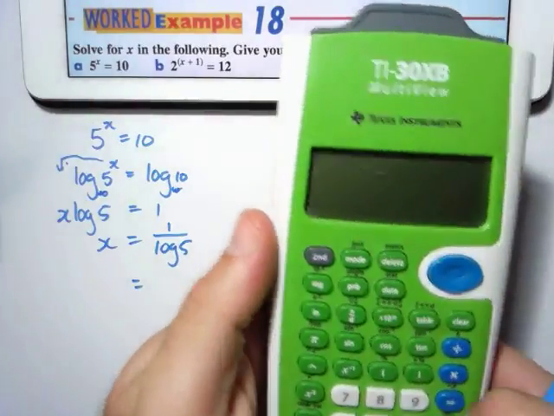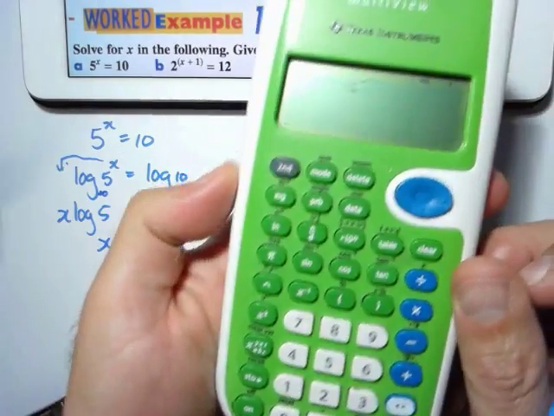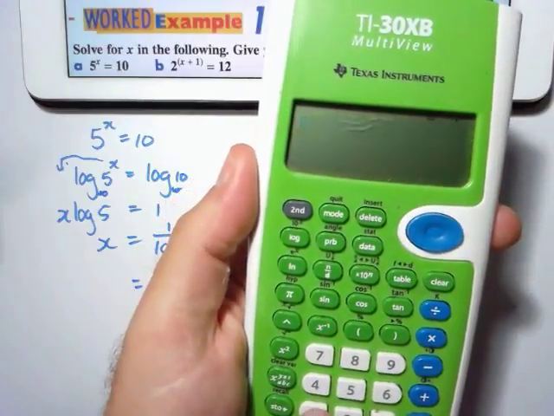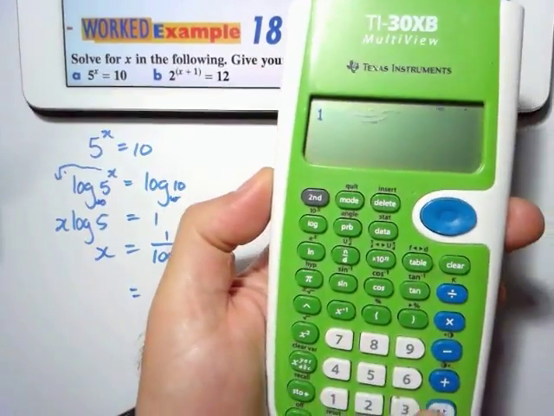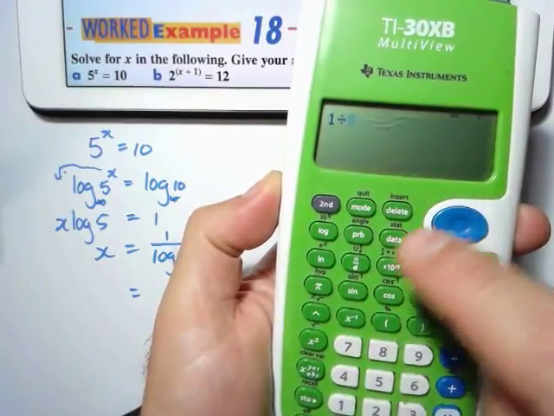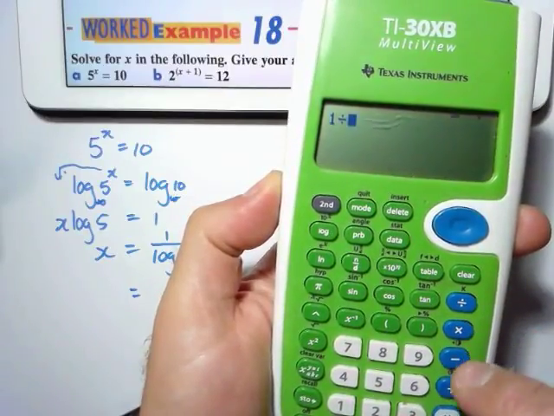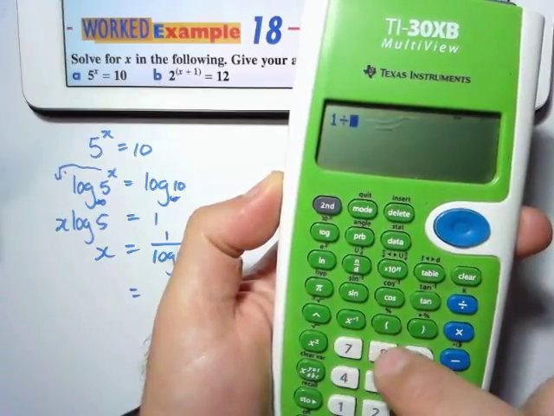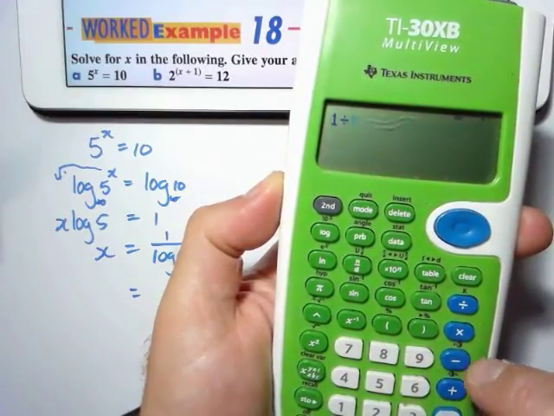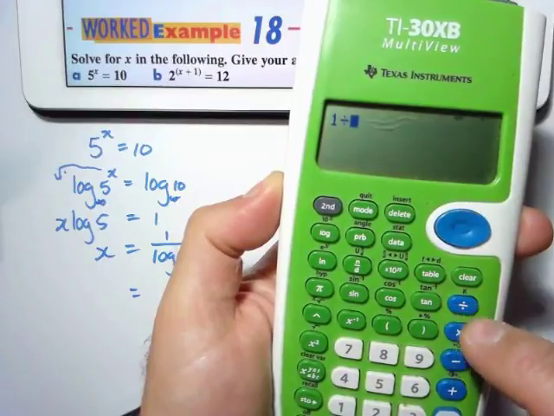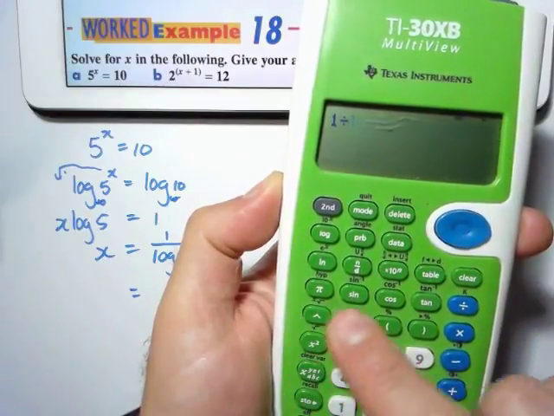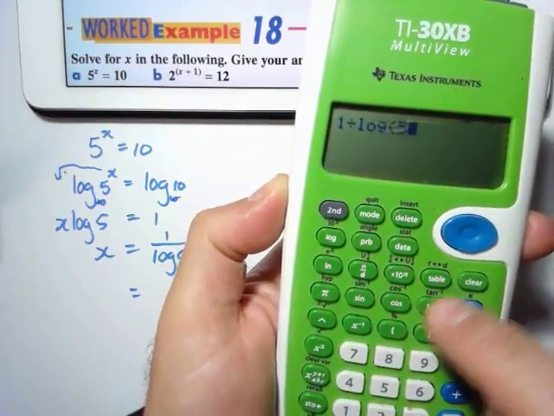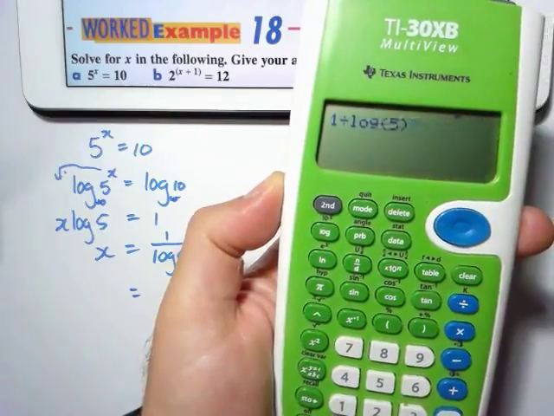Right, let's use this calculator of mine. Let's see if we can do something. So we're going to have 1 divide by log of 5, close bracket, enter.